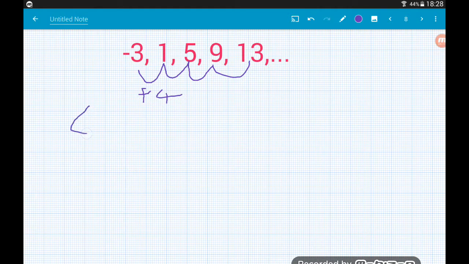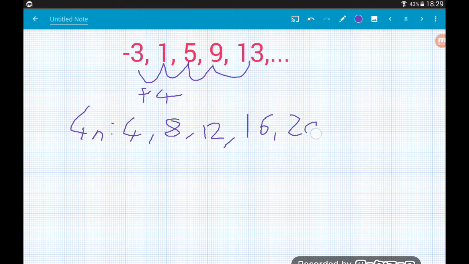So our sequence is something to do with 4n. So if we write this bad boy out, 4 times 1 is 4, 4 times 2 is 8, 4 times 3 is 12, 4 times 4 is 16, 4 times 5 is 20. Okay, so there's the sequence 4n.